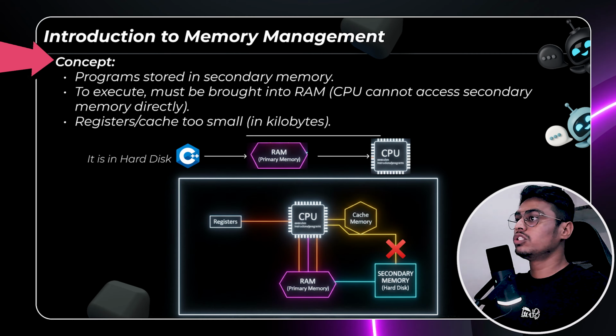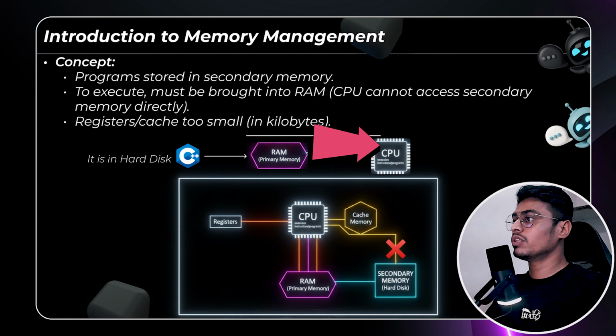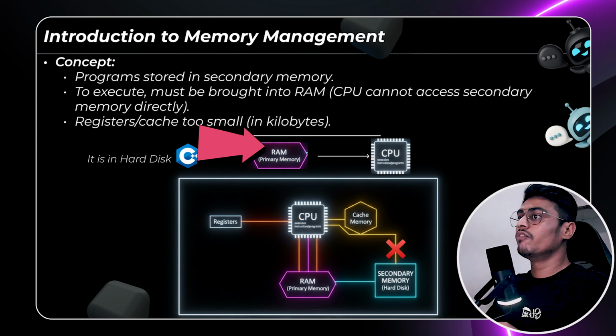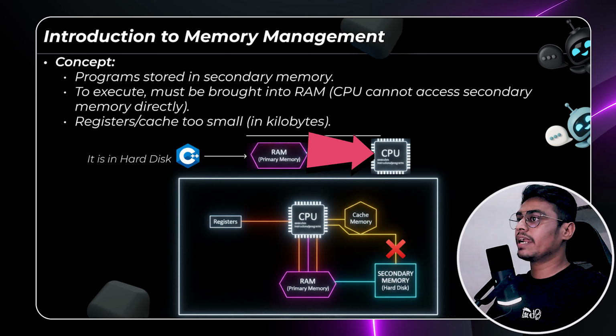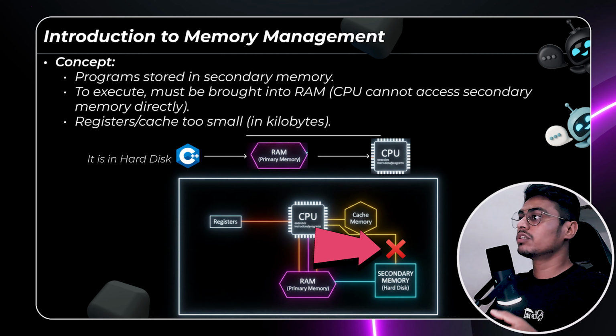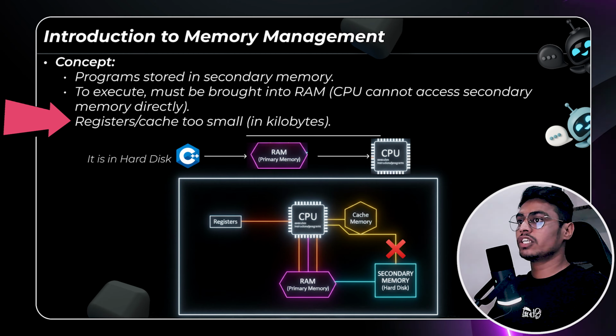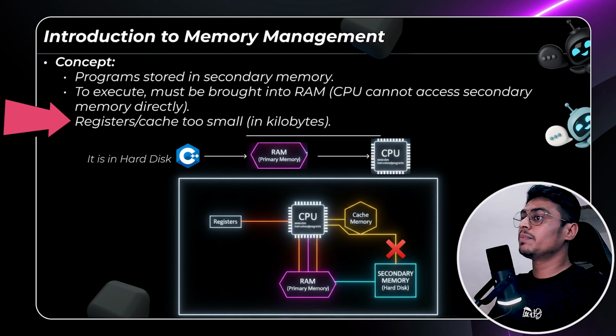Now here is the crucial concept. All programs that need to be executed are stored in secondary memory. For the CPU to execute these processes, we must bring them from secondary memory into the RAM, so the CPU can directly interact with them. This is essential because CPU is not directly connected to secondary memory. While we could use cache and register, their size is much smaller than RAM. Registers are typically in kilobytes.